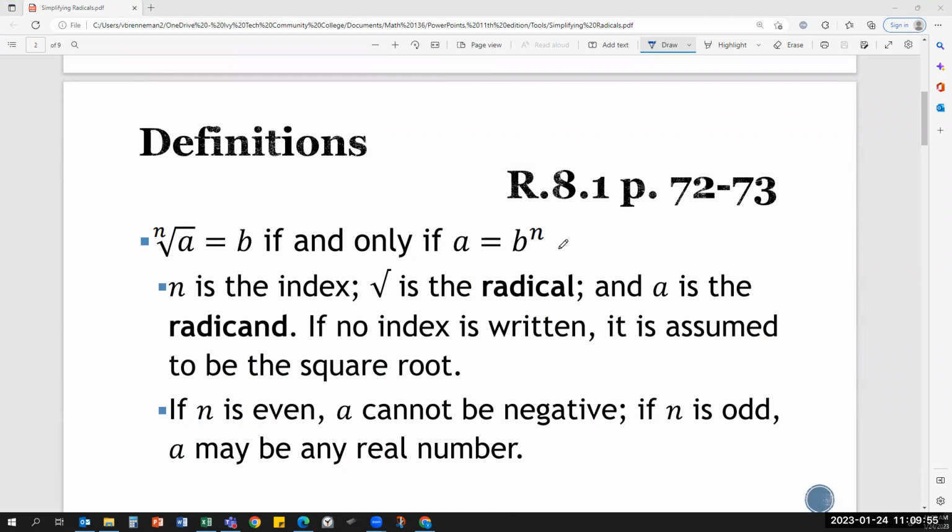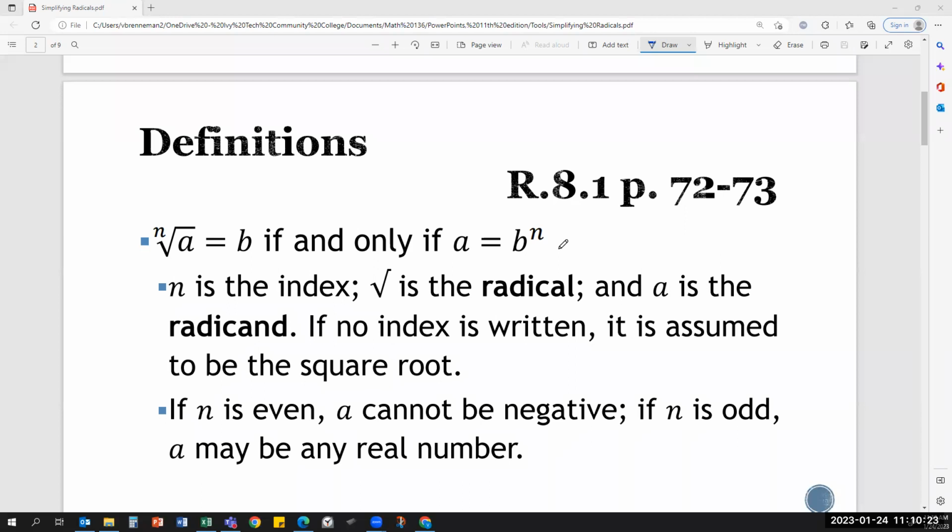The radical is saying, what do we multiply by itself this many times in order to get whatever is inside of here? N, the number that's up there inside of the symbol, is the index. That's what we're saying, how many times this would be multiplied. The V-shaped symbol with the bar is called the radical. And then the thing inside is the radicand.